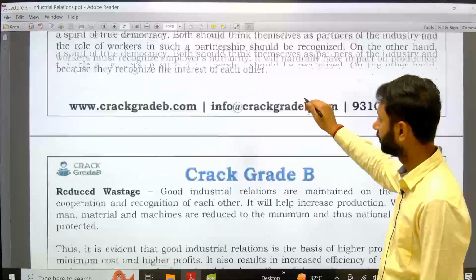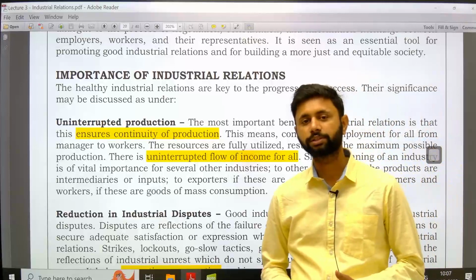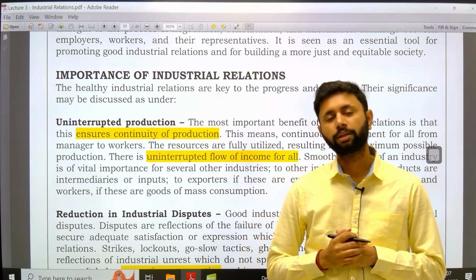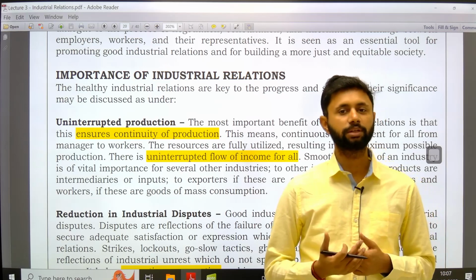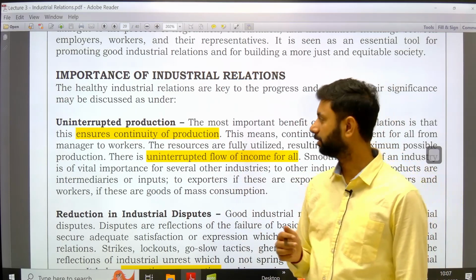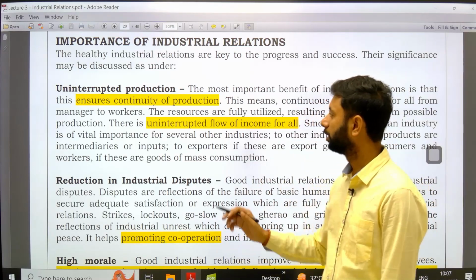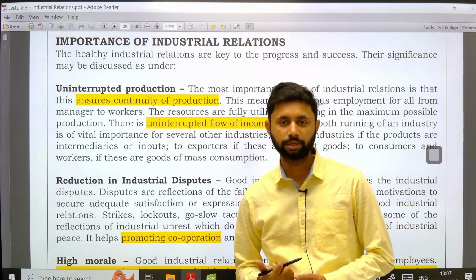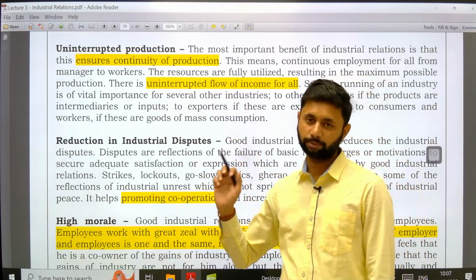Okay. So first we'll talk about the importance of industrial relations. Industrial relations, we all know, is the relationship amongst the stakeholders of the industry. So we need a very positive relationship amongst the stakeholders, because if the relationship is not positive, then there will be various issues in the industry, and these issues we'll discuss later. But industrial relations are important because they ensure continuity of production. When all the stakeholders are happy, then production will continue to flow. There will be uninterrupted flow of production.